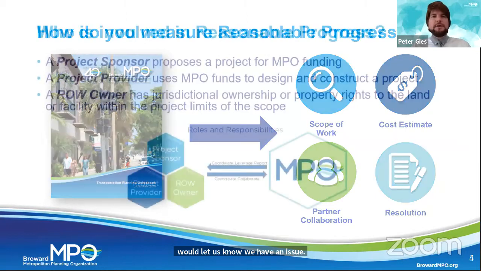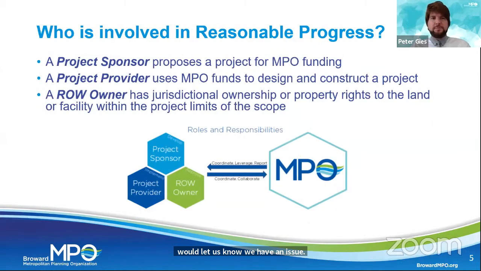So a bit more detail on who is involved in reasonable progress. We have to identify the parties. So here are some definitions for you. A project sponsor is someone who proposes a project for MPO funding.